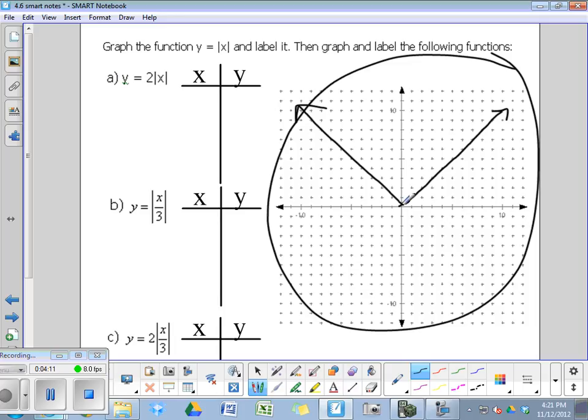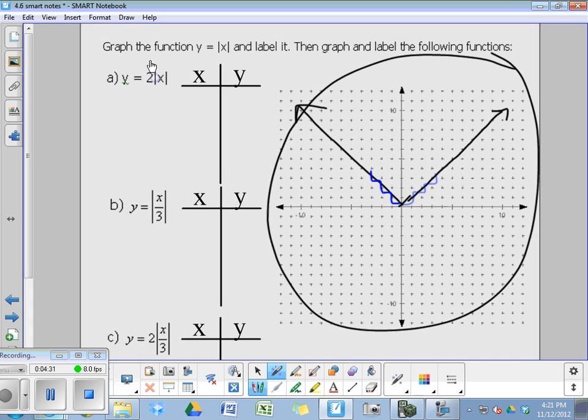As you go to the left, left 1, up 1, left 1, up 1, left 1, up 1. So that's what I want you to remember about the parent function. It goes to the right and up in a 1-to-1 ratio. Over 1, up 1, over 1, up 1, over 1, up 1. The same as to the left. Left 1, up 1, left 1, up 1, left 1, up 1.